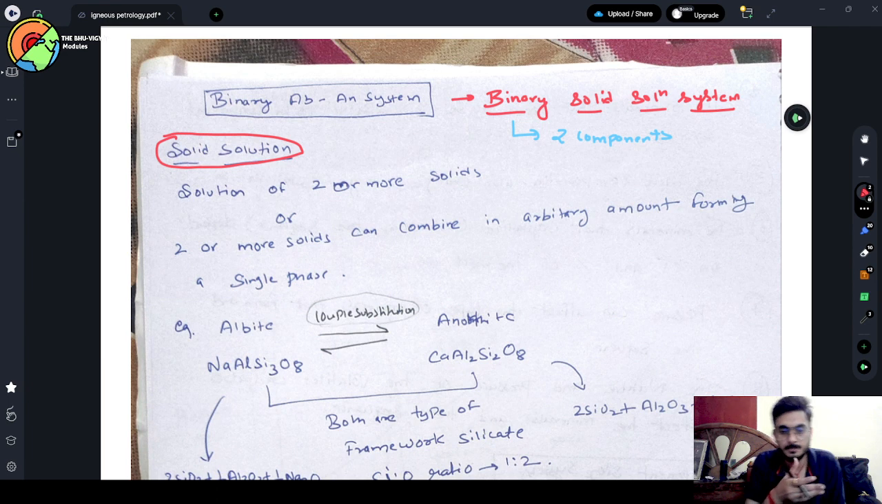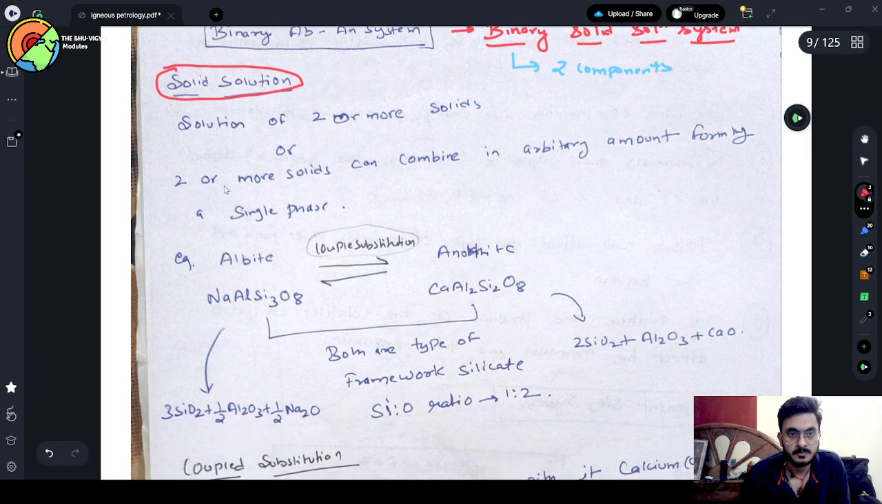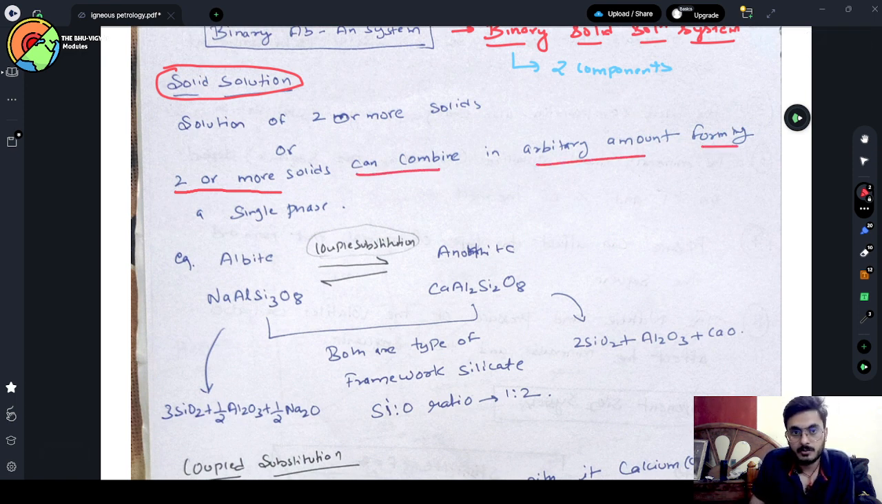So there will be intermediate minerals between albite and anorthite. Here, two or more solids can combine in an arbitrary amount, forming a single phase. So this is important. These two solids will combine to form a single phase. We will see in the graph also.